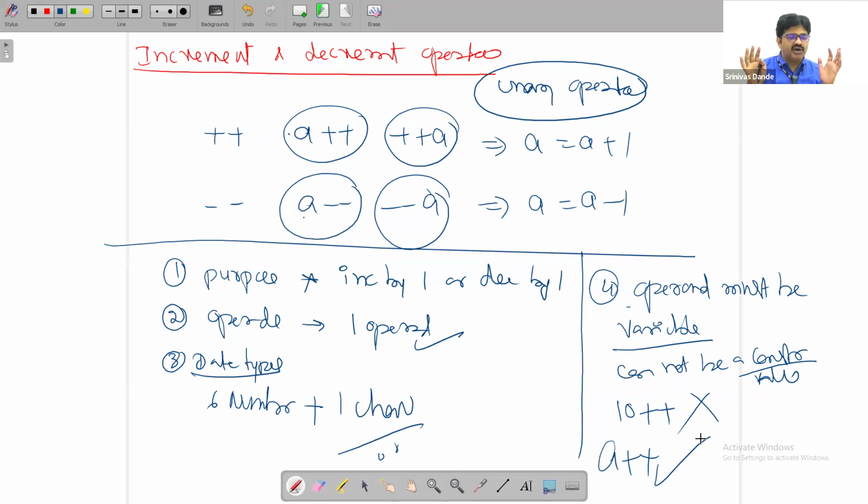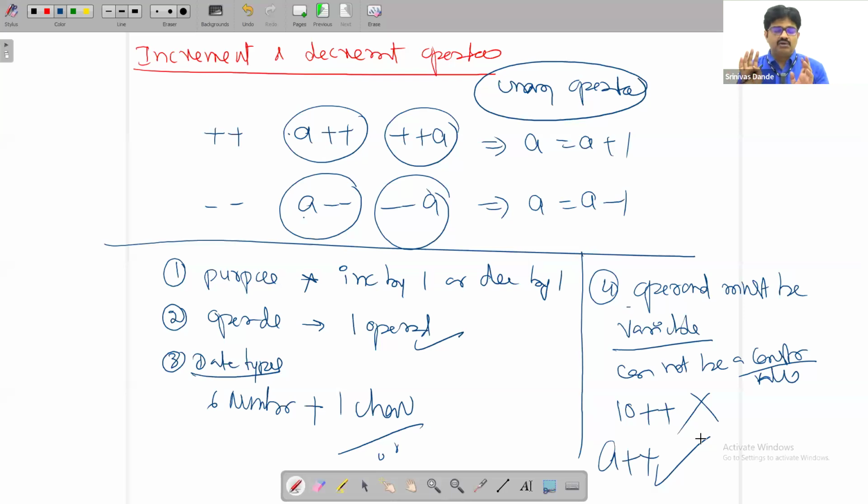Purpose is increase by 1 or decrease by 1. Only one operand is enough. The single operand also must be a variable, cannot be a value. And what type of operands are allowed? Only numerics and character are allowed. Strings and other things are not allowed. Boolean and strings are not allowed.